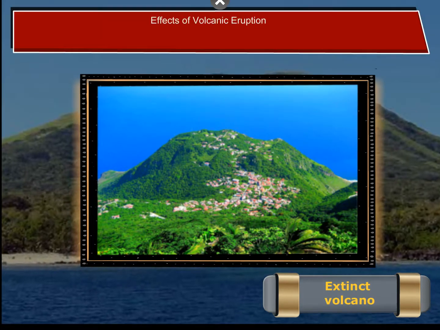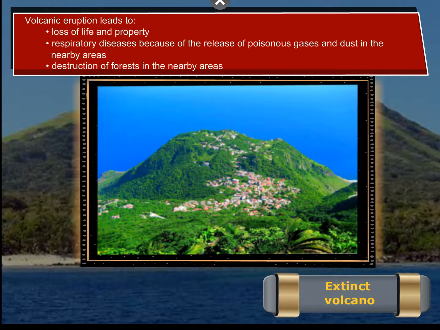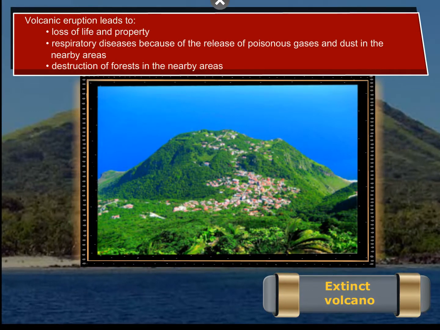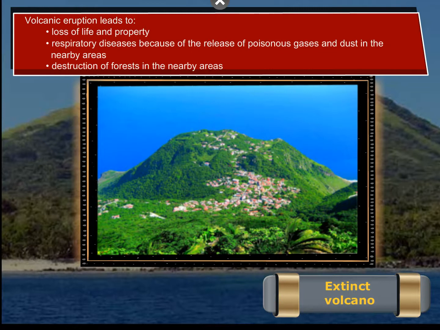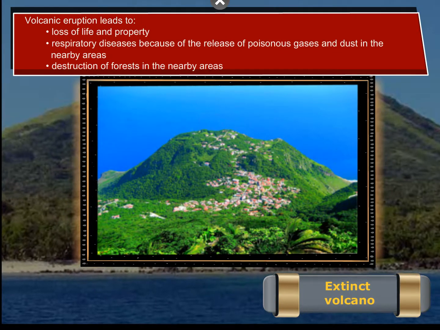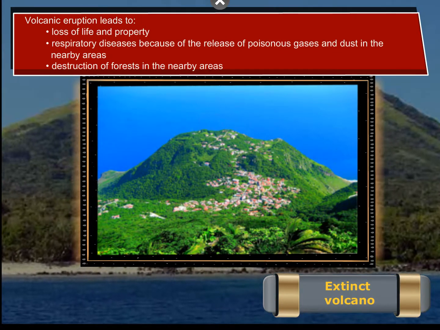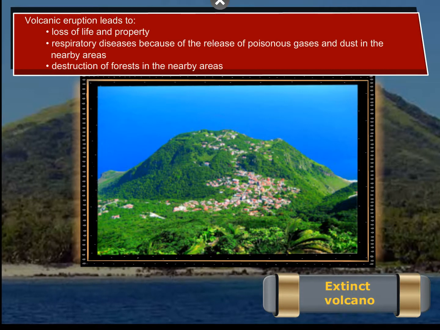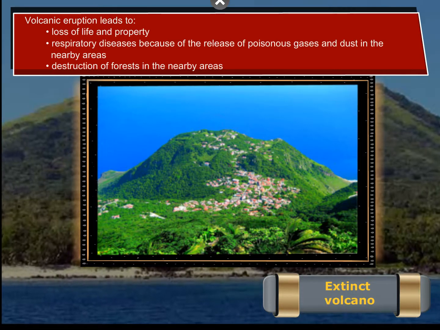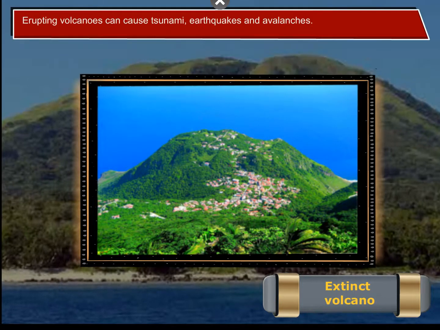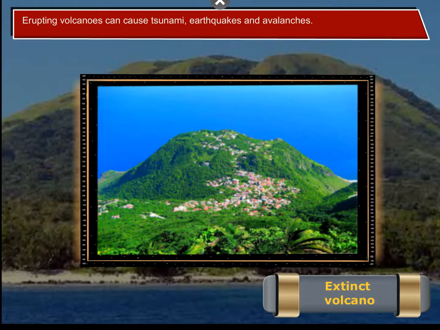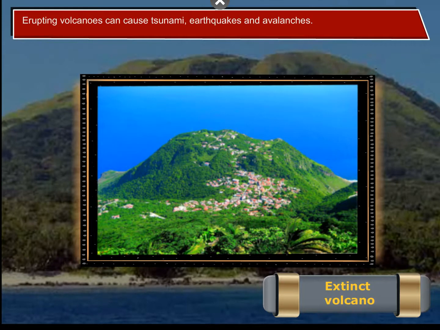Effects of a volcanic eruption. Volcanic eruption leads to loss of life and property, respiratory diseases because of the release of poisonous gases and dust in the nearby areas, destruction of forests in the nearby areas. Erupting volcanoes can cause tsunami, earthquakes, and avalanches.